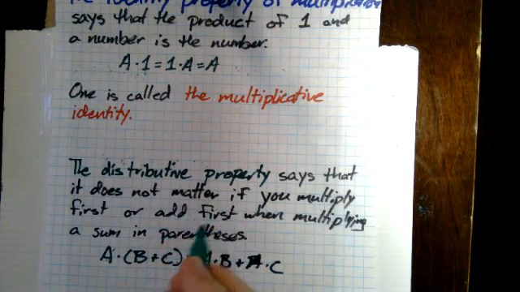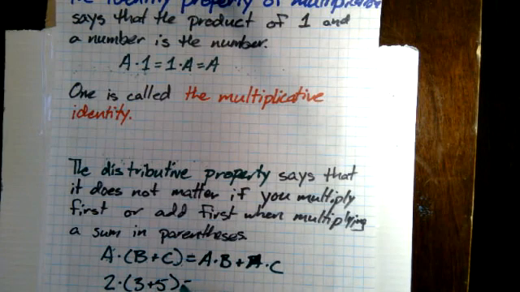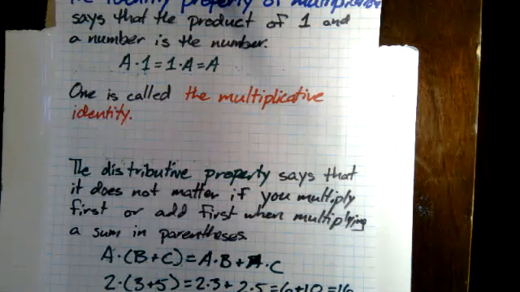So if we look at something with numbers, let's say 2 times (3 plus 5), that's equal to 2 times 3 plus 2 times 5, which is 2 times 3 is 6 plus 10 is 16. However, if we do it the other way, 2 times (3 plus 5), we add first, that's 2 times 8, which is still 16.